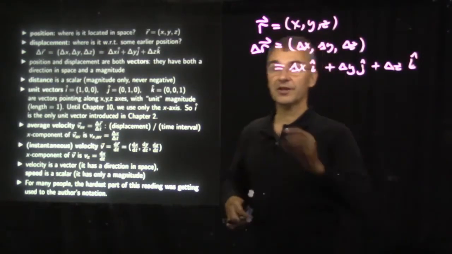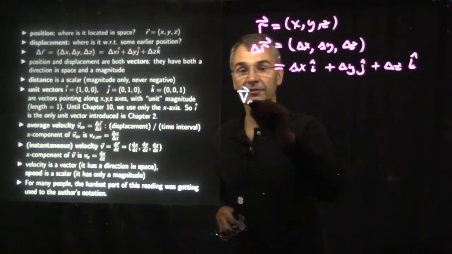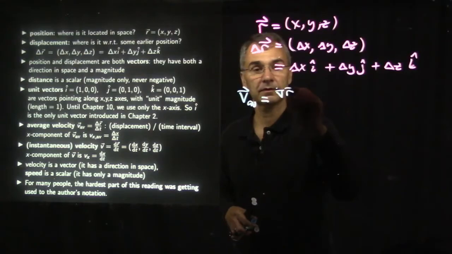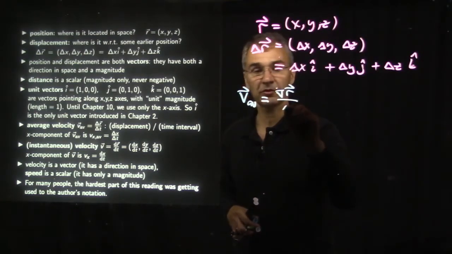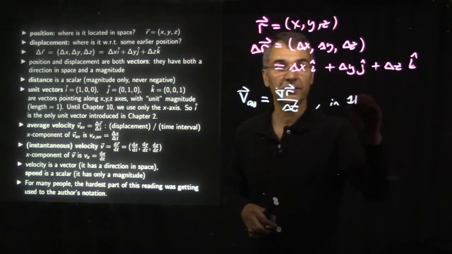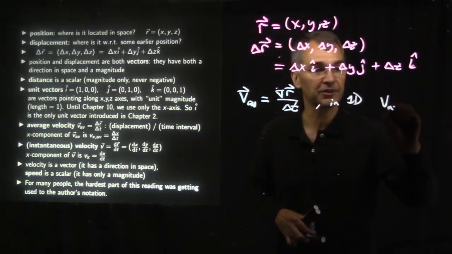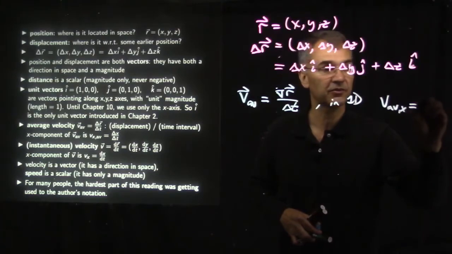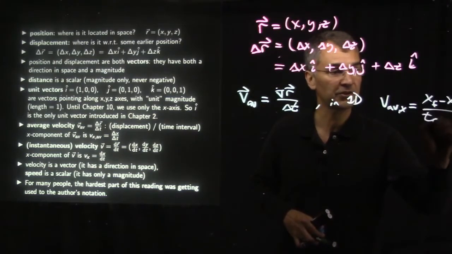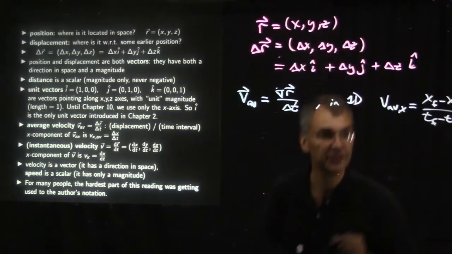So average velocity, v average, is just the displacement divided by the time interval. Okay, and in one dimension, v average, the x component, is just x final minus x initial over t final minus t initial.